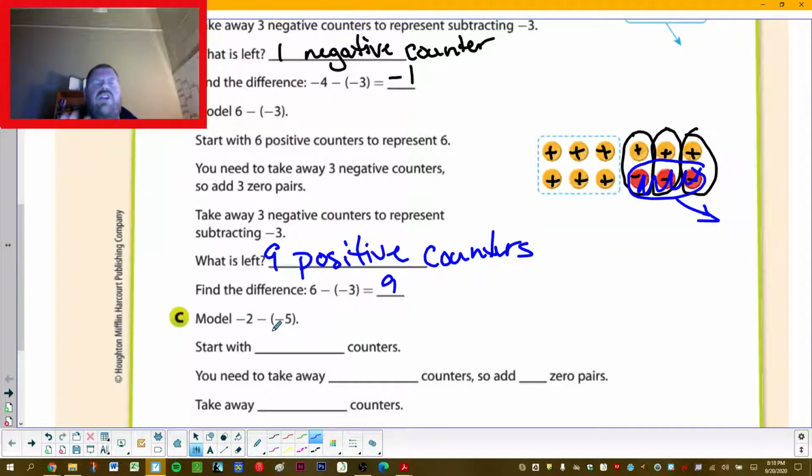Now let's try that same scenario for ourselves. All right. So I start with -2. So there, I've got my 2 negative counters. So we want 2 negatives.